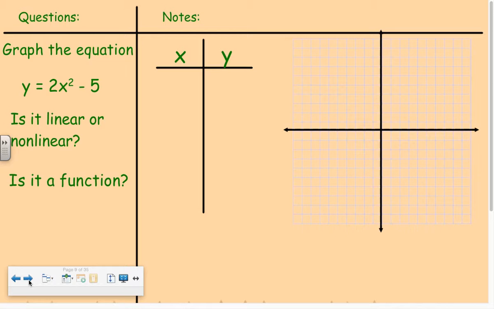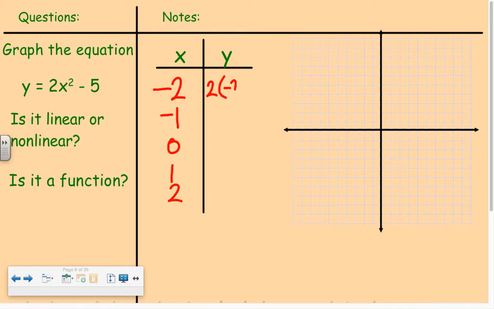All right, 2x squared minus 5. I put my 5 x values down, -2, -1, 0, 1, and 2. Keep in mind you really could pick any x values you want. I could pick 85 through 90 if I wanted to. I could pick -10 through -15. It doesn't matter what x values you choose. But I'm choosing 2 negatives, 0, and 2 positives to get a range.